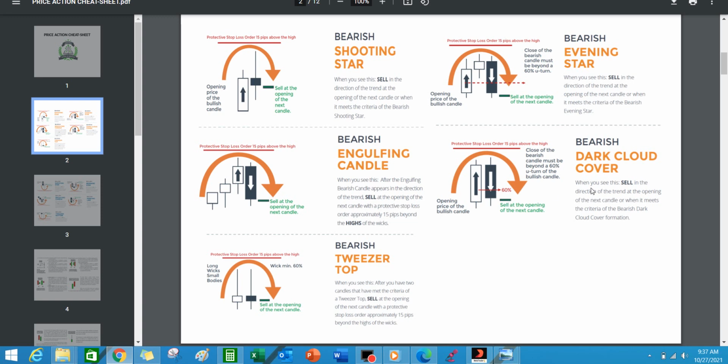So I'm going to read out what I have here. When you see this, sell in the direction of the trend at the opening of the next candle, or when it meets the criteria of the bearish dark cloud cover. This is very common. Something like this is very common. This is also very common.